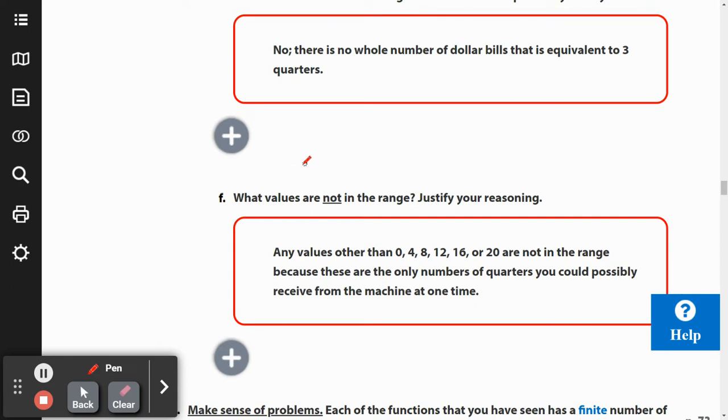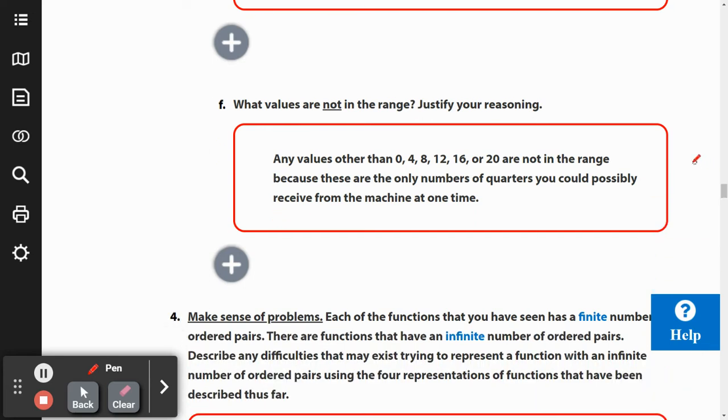Let's take a look at number 4 now. Let's dive into number 4, especially because we should have just been checking our answers there. Number 4 says each of the functions that you have has a finite number of ordered pairs. There are functions that have an infinite number of ordered pairs. Describe any difficulties that may exist trying to represent a function with an infinite number of ordered pairs using the 4 representations of functions that have been described thus far.